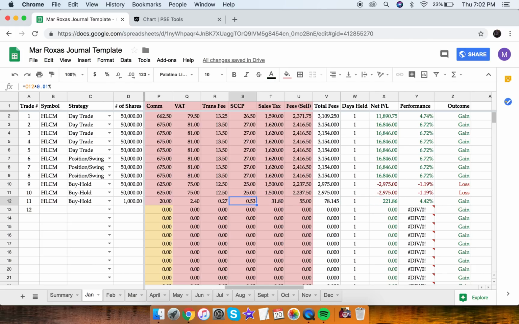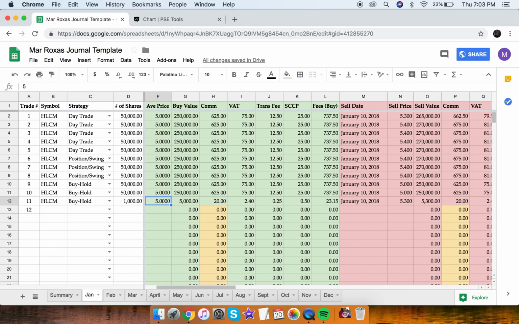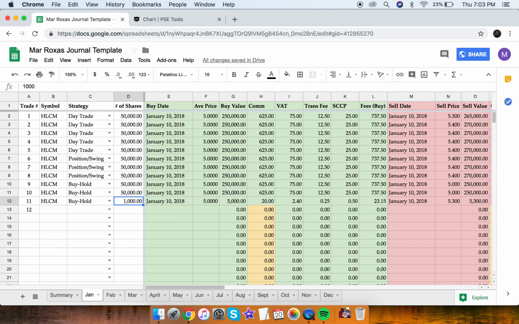Yun lang ang manual inputting dito sa journal writing natin. If bumibili ka ng minimum shares or minimum board lot, definitely hindi yun naabot ng 20 pesos na komisyon. So automatically ang ginagawa natin is that we will manually encode yung 20 pesos. So yun yung ginagawa natin.